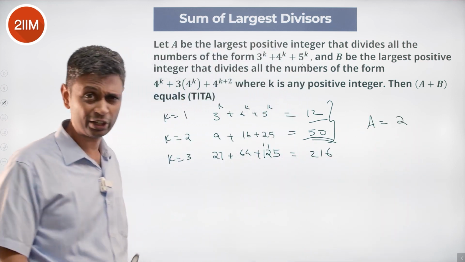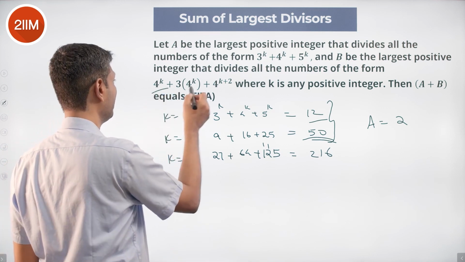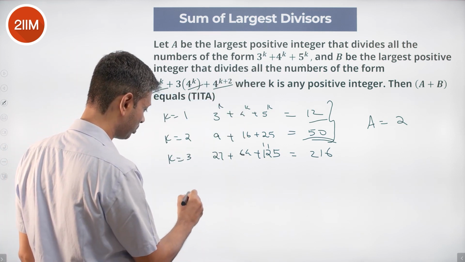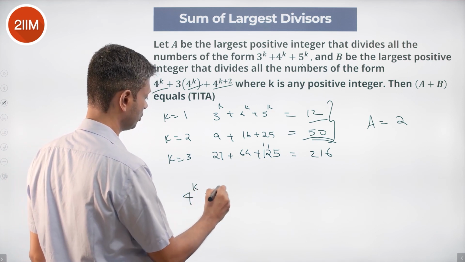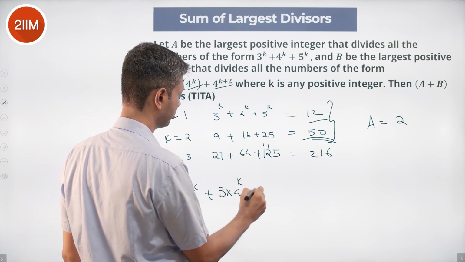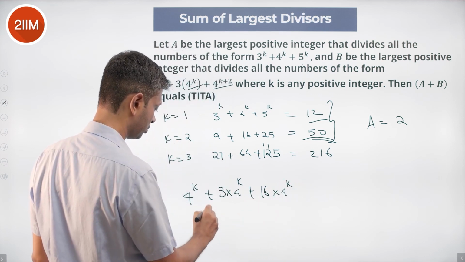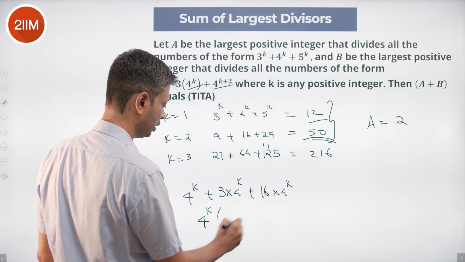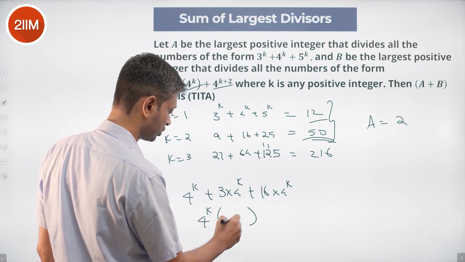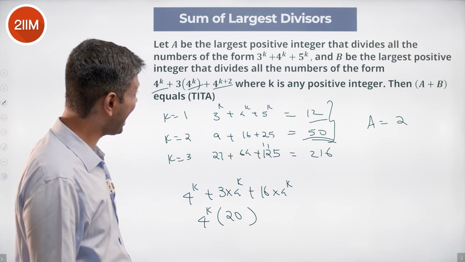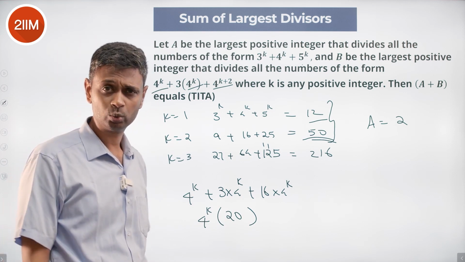The second one is more interesting because there's 4 power k, and there's also 4 power k into something. So we can extract a 4 power k out. We call it 4 power k, 3 into 4 power k plus 16 into 4 power k. Or this is 4 power k into 1 plus 3 plus 16 into 20, where k is any positive integer. K could be 1, 2, 3.